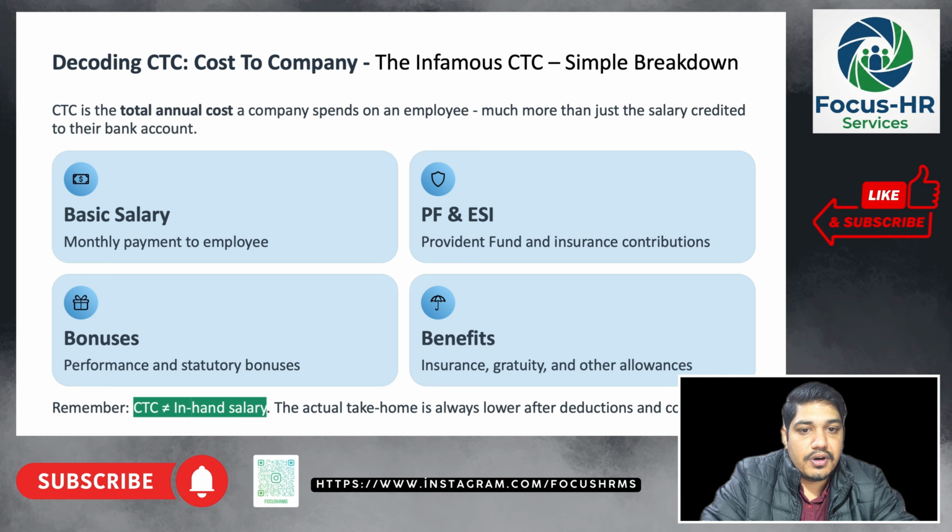Here's the key thing to remember. I want you to write it down. CTC does not equal your take-home salary. Your actual take home is always lower after all the deductions and contributions. Got it? Good. All right.